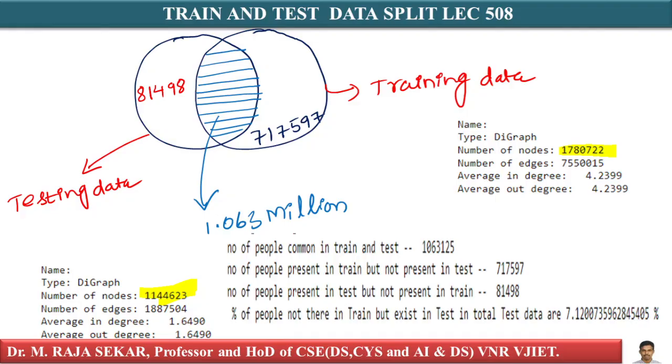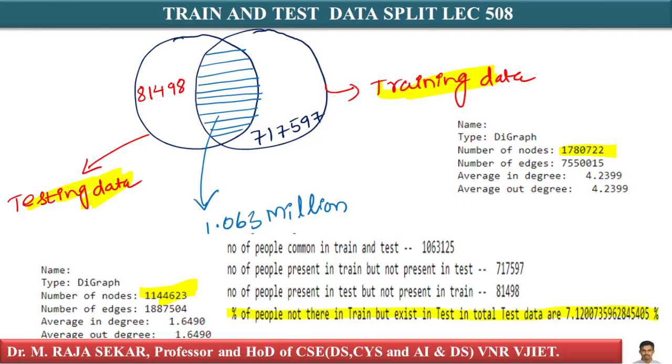Let's say this one is test data, and this one is training data. The middle is 1.063 million. The number of people who are in training but not in test data is 717,597. There are some people who are in test data but not in training data. That is 81,498. This is important. Roughly 7%.